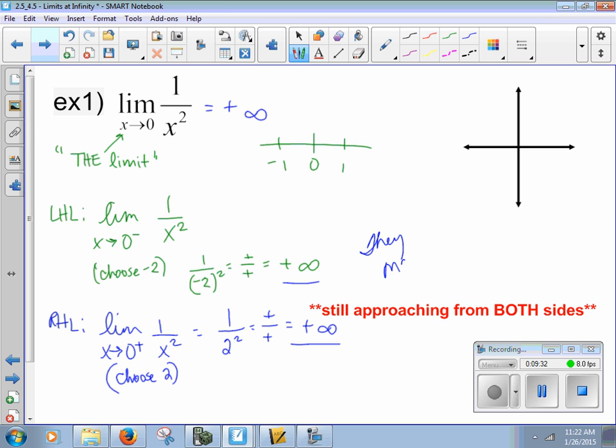They match. What if they didn't match? Then it would be what? D and E. It would be D and E. What do you think? Is that easy? Easy enough? Can we do another one? Let's do another one.